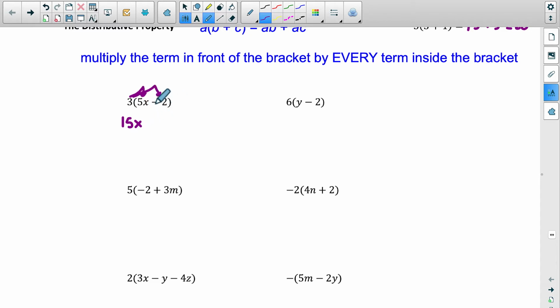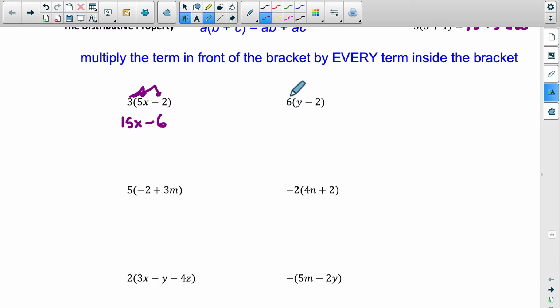Then you multiply, notice I'm not putting the negative down yet, because what I'm going to multiply is 3 times negative 2. I know that's a takeaway 2, but again, you got to get used to thinking of it as takeaway, but also negative. So this is 3 times negative 2, and 3 times negative 2 is negative 6. There's your answer right there.